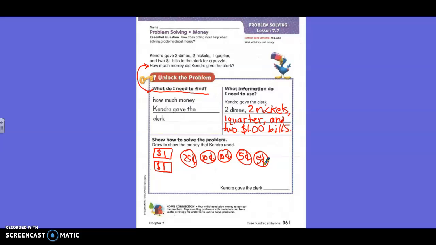Okay, now I want to write how much each thing is. $2 is worth $2, right? 25 cents plus 10 would be 35. Plus 10 more would be 45. Plus 5, 50. Plus 5 more. Okay, so how many dollars did I have? $2.55. So how much money did Kendra give the clerk? $2.55. Okay, when you have that written down, go to the next page.